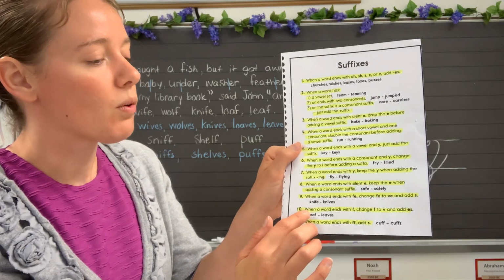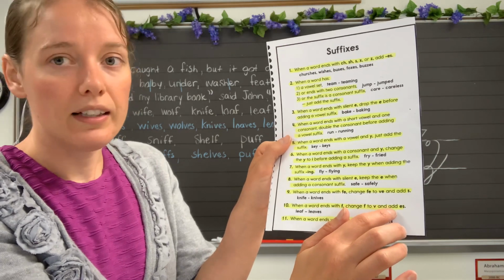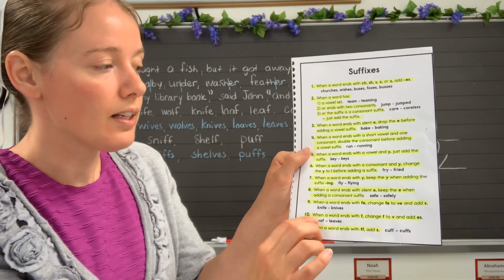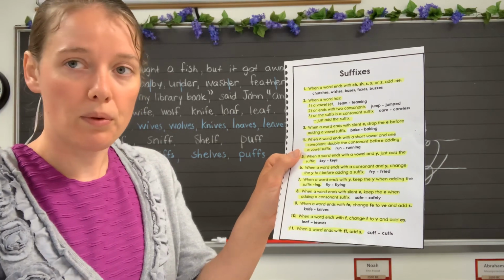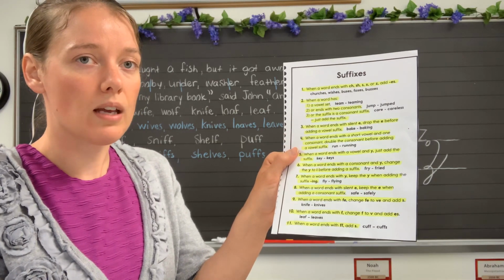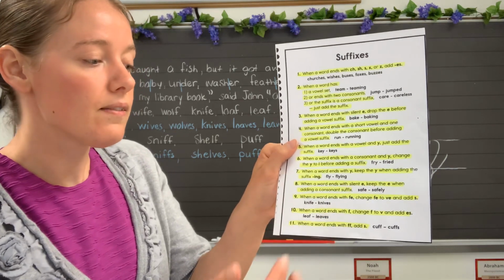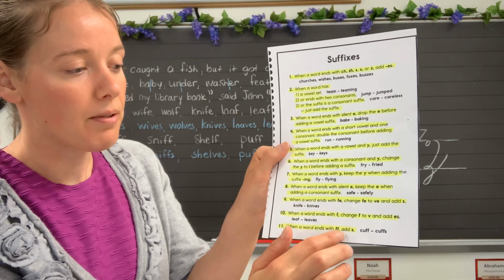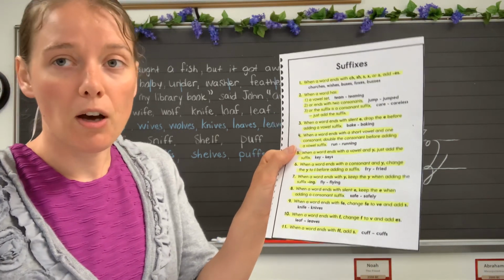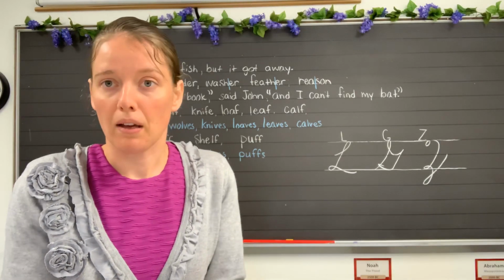Number 10 says, when a word ends with F, change F to V and add ES. Like leaf, it ends with F, so we want to make it more than one leaf, so we will need to change the F to V and add ES, as in leaves. And then number 11 says, when a word ends with FF, add S. So we have cuff, it ends with FF, so you just add a plain S on there.